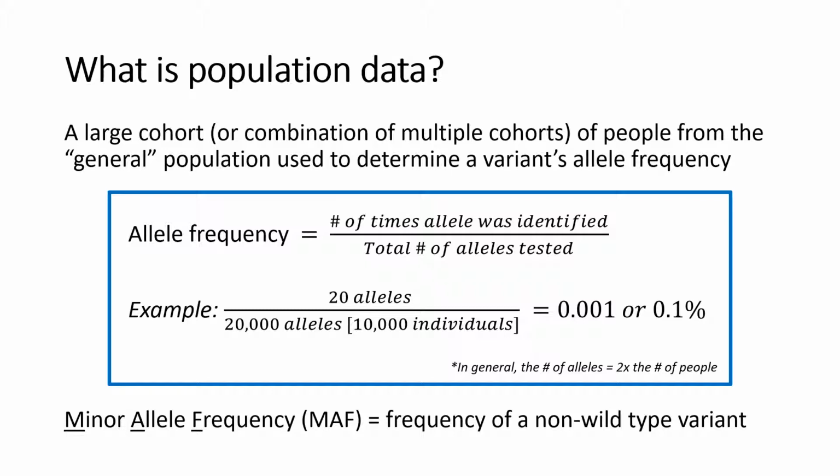For example, if the variant has been seen as heterozygous in 20 individuals, or 20 alleles, out of the 10,000 individuals tested, or 20,000 chromosomes, the allele frequency is 0.1%. If the variant is uncommon, this frequency can be referred to as the minor allele frequency, or MAF.